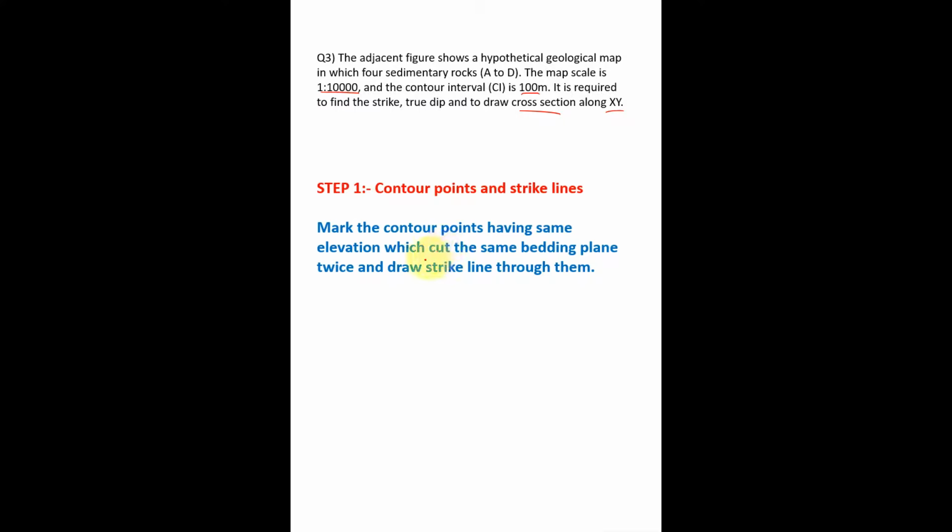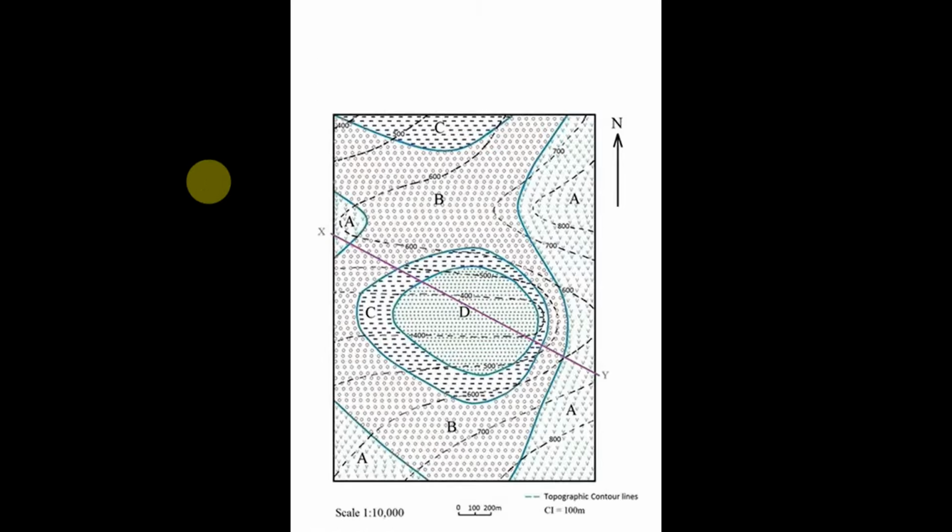And as I already told you, this is a map of a fold. So the first step is the same as what we have done in the previous map. That is, we need to mark the contour points and draw a strike line through them. So here the points which we need to mark are basically, if there is a contour line which is cutting the same bedding junction twice, then that point has to be marked. You can see that the 600 is cutting your AB 2 times, here and here. We need to draw a strike line through that. So this is one strike line.